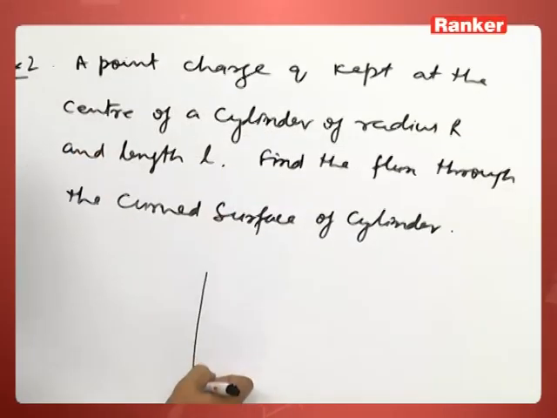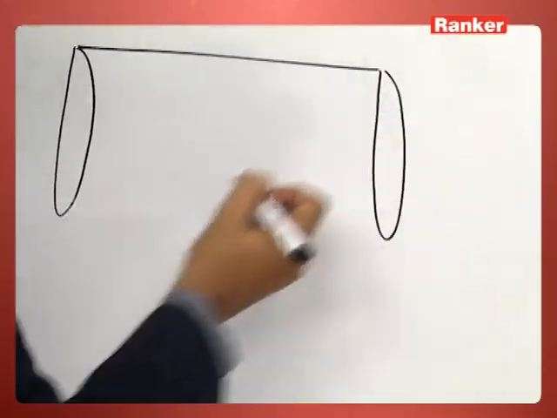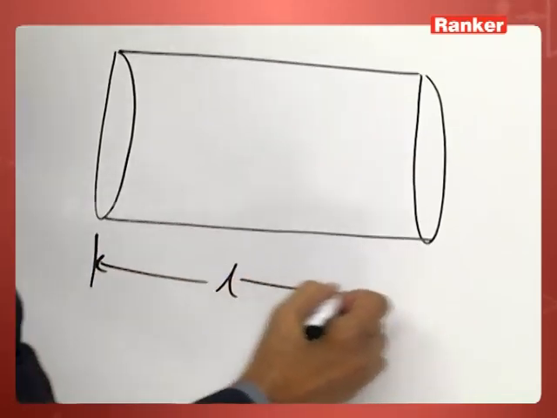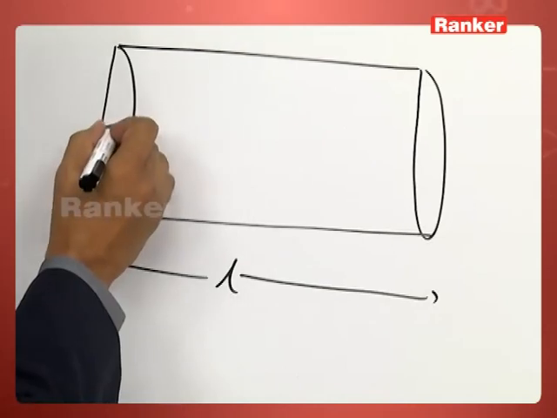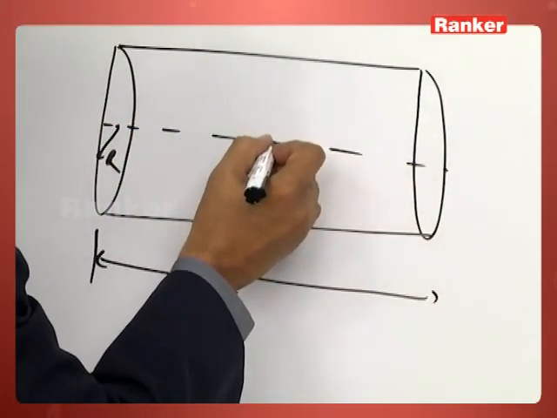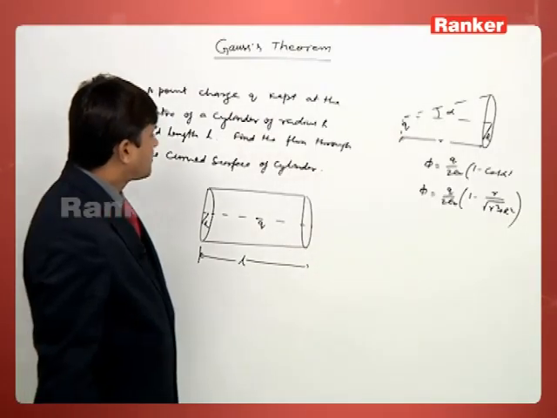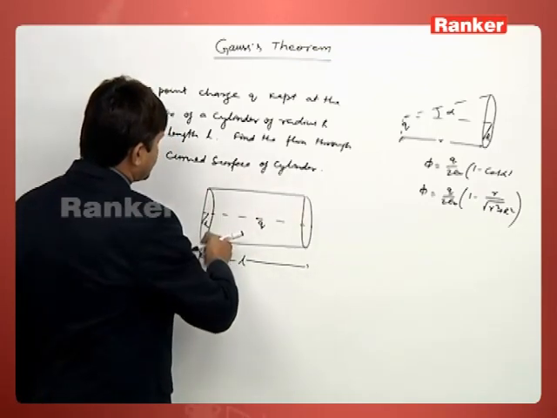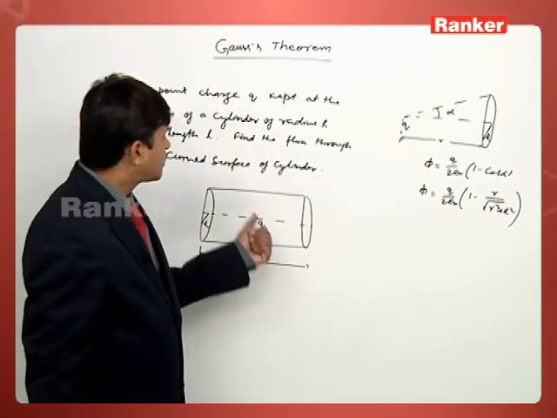It means the question is like this: this is our cylinder of length L and radius r. The point charge is kept at the middle here. We want to find the flux through this curved surface. Now, how to get this?